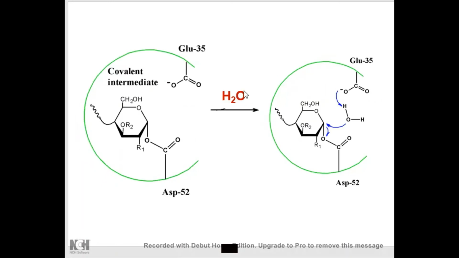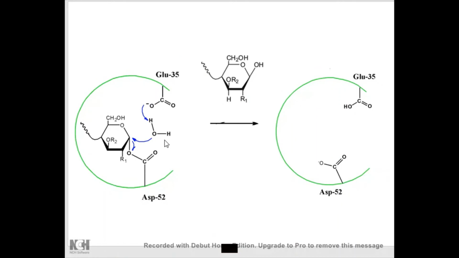And then water enters the active site, and on the next stage, glutamic acid 35 acts as a general base to remove a proton from the water molecule and increase its nucleophilicity, and we have hydrolysis of this CO bond right here between aspartic acid and the sugar unit. And the second part of the polysaccharide is released in solution.